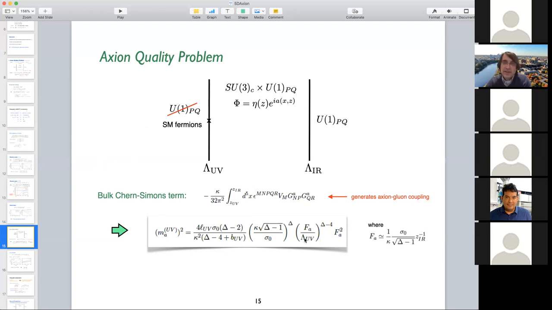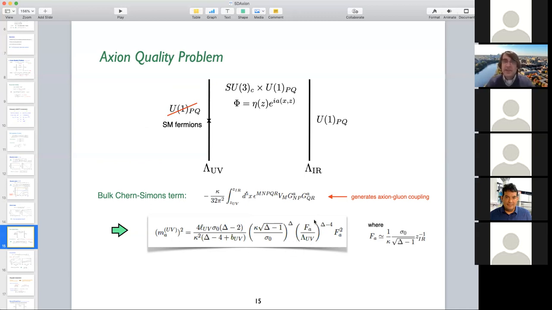Lambda_UV, think of it as M_Planck. And so there's a suppression, but notice that you get a suppression provided that delta is sizable, right? It's much bigger than 4. And that's the values that I was using. I was using 5 or 10, right? And then you get a suppression in this quantum gravity contribution to the axion mass. So that's the answer that you get from the 5D model.